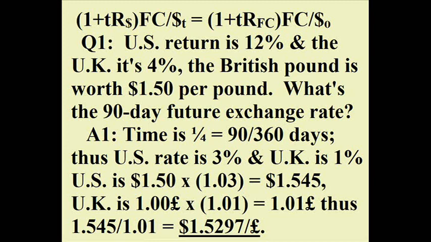90 days is about a quarter of a year. So we're going to take a quarter of that 12 in the U.S. making it 3, and a quarter of the 4 in the U.K. making it 1. We're going to get 3% on $1.50 in the U.S., 1.545, and we're going to get 1% in the U.K. on a pound, giving us 1.01 pounds. The ratio, 1.5297. That's almost 2% more, which is what you'd expect.